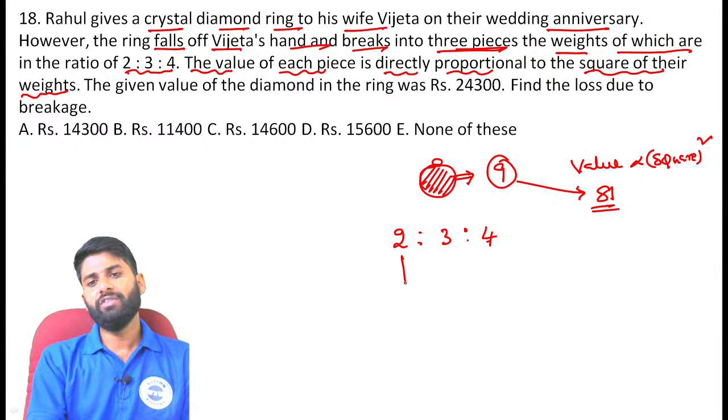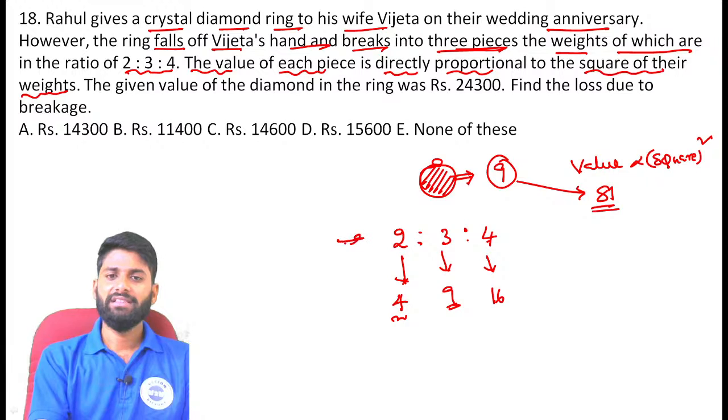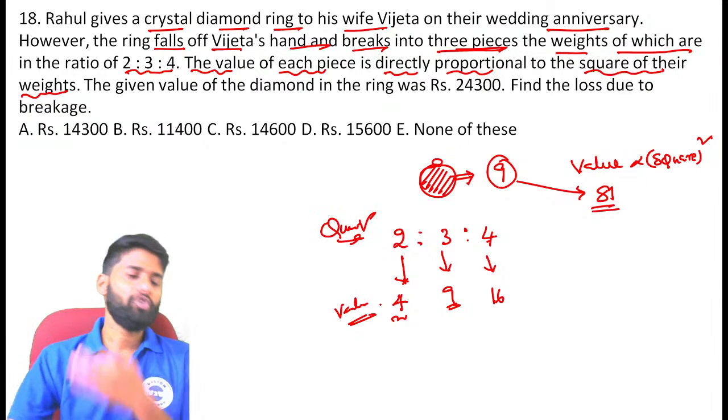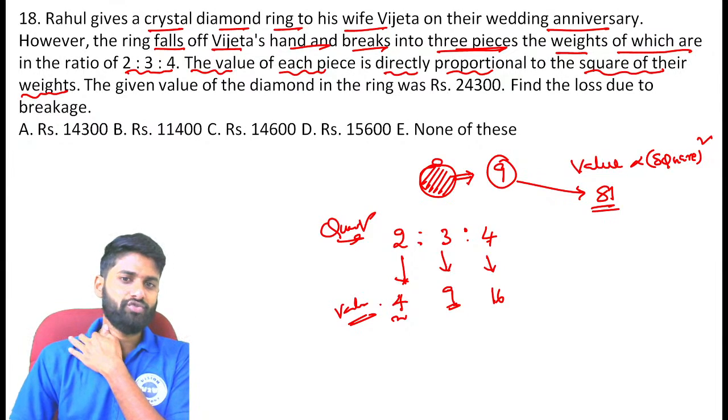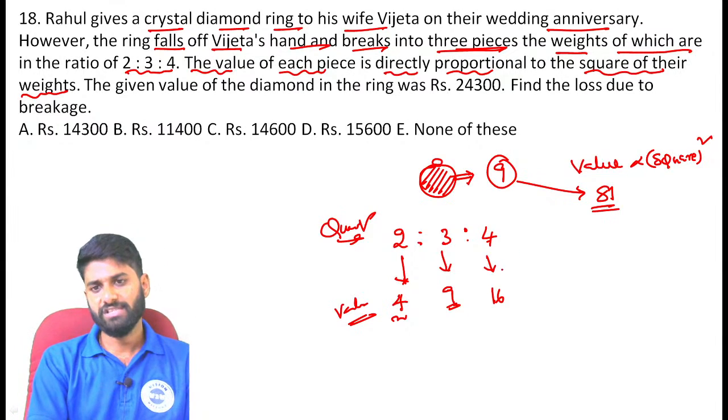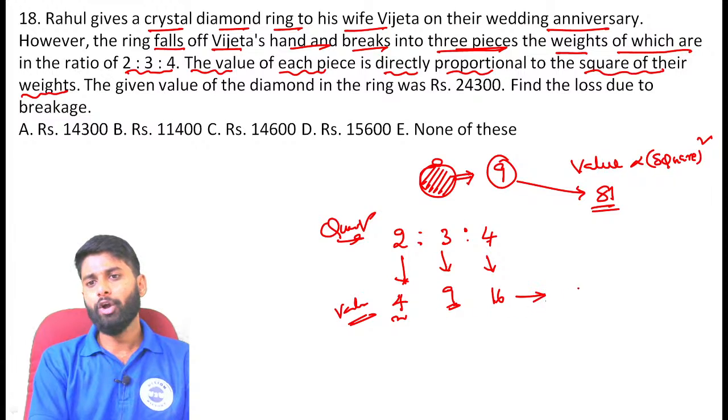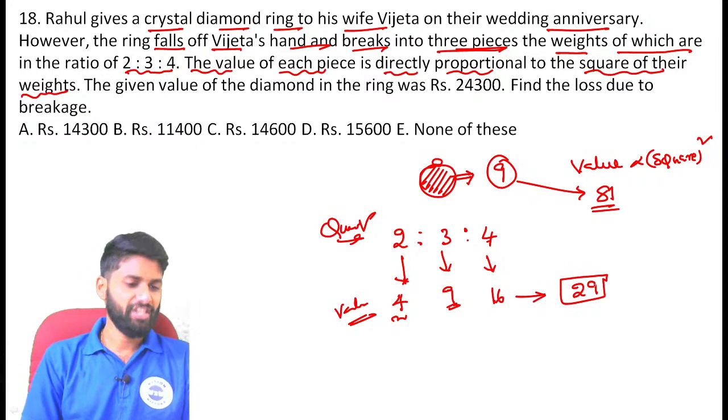If you go through the individual case, for example, 2 square is equal to 4. Here the price is 4. If you go through this one, the value becomes 9. Here the value becomes 16. Why? Because this is quantity and this is the value, and value is always the square of that quantity. That's why 2 square is 4, 3 square is 9, 4 square is equal to 16. If you add all these values, then you get 29 rupees.